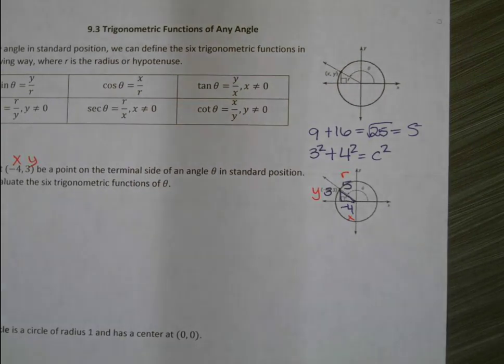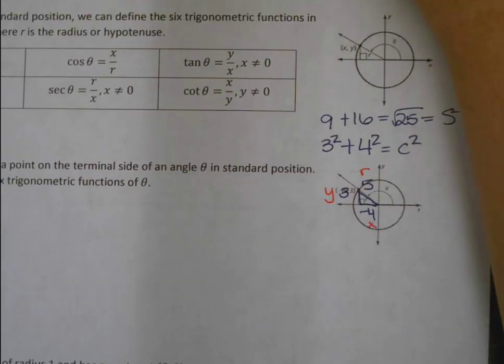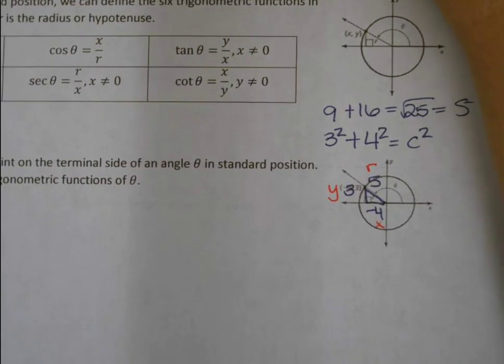Y is up and down. So my up and down of my triangle. Yeah, that's why it's over there. Any other questions on how I labeled it?